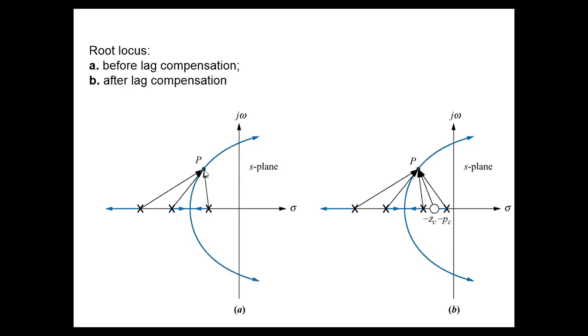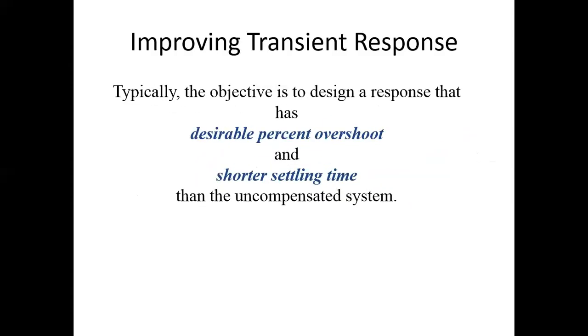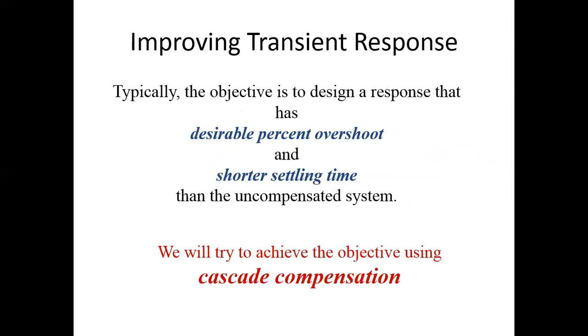So, for improving the transient response, the objective is to design a response that has a desirable percentage overshoot and shorter settling time. For a faster transient response than the uncompensated system, we will try to achieve the objective using cascaded compensation.